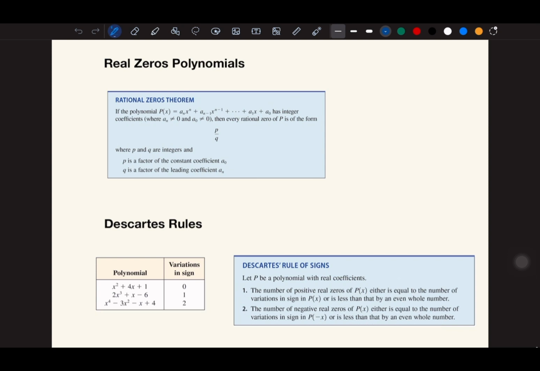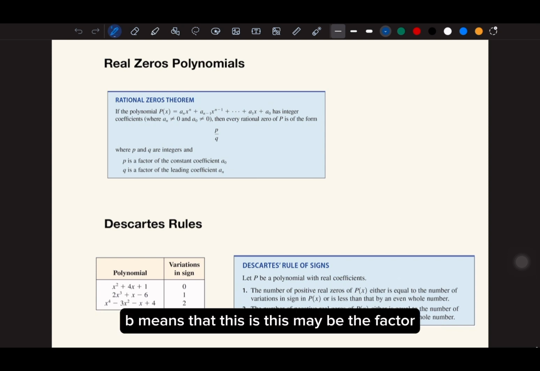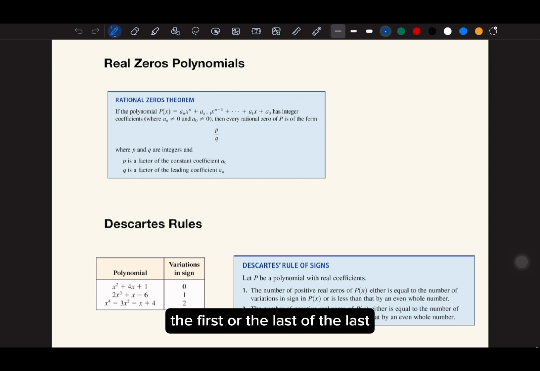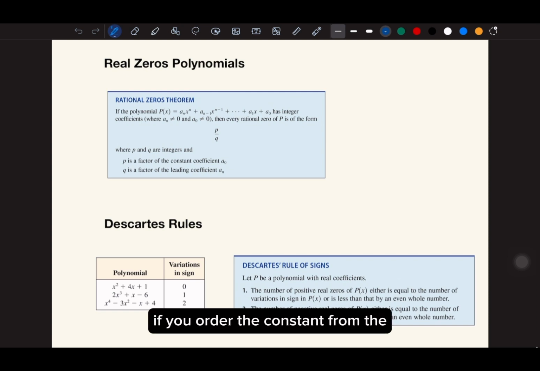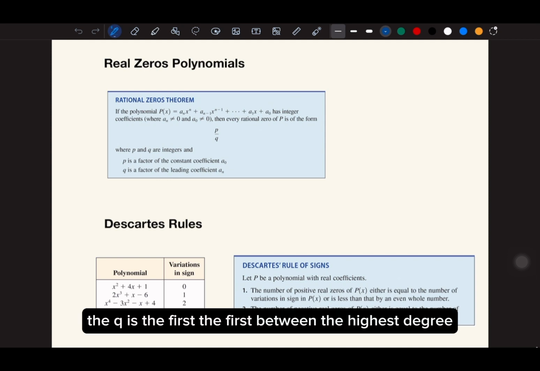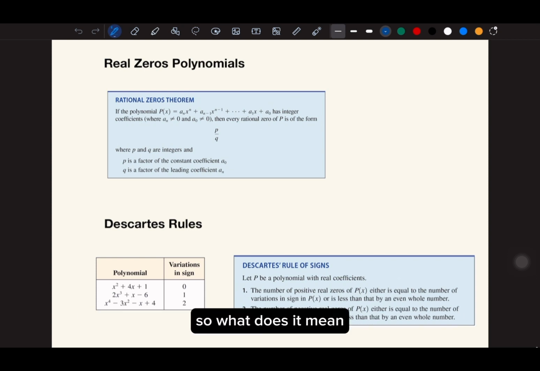This p over q: p means that it's a factor of the constant coefficient, the first or the last term. So if you have a polynomial, if you order it from the highest degree until the constant, then the constant will be the p. The q is the coefficient of the highest degree. So what does it mean? It means that the p is actually a factor.